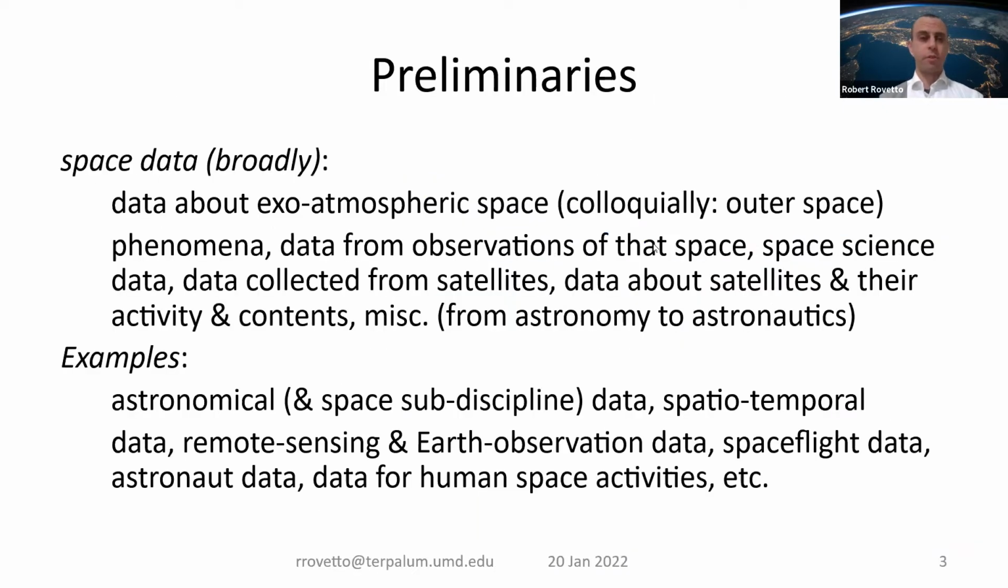Now, for some preliminaries, for some context, by space data, we mean very broadly data about exoatmospheric space, commonly known as outer space, the phenomena therein, observations of that space, space science data, data collected from satellites, data about satellites and their activities and contents. And this varies from astronomy to astronautics. Examples include astronomical data, as well as subdisciplines, spatiotemporal data, remote sensing and Earth observation data, spaceflight data, astronaut data, as well as various forms of data from human space activities.